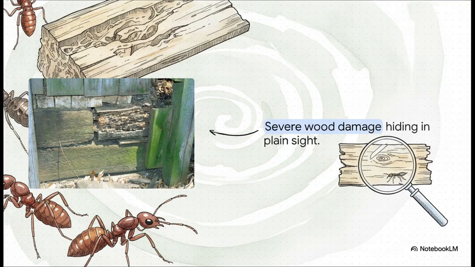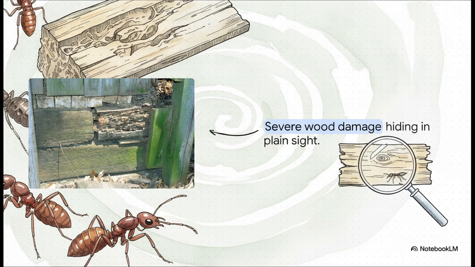Take a look at this crime scene right here. This is severe structural damage, just hiding in plain sight. From the outside, it honestly just looks like ordinary, slightly rotting wood, right? But underneath the surface, it's been completely hollowed out. So here is the million-dollar question. What is silently eating your house right now? Because to the untrained eye, this kind of damage often goes completely unnoticed until it is way too late.